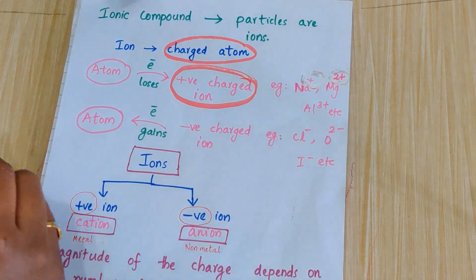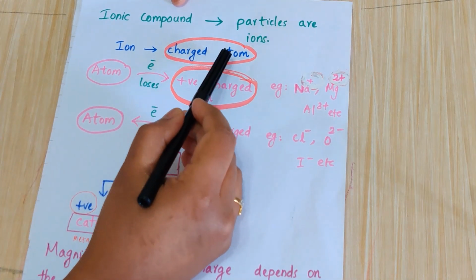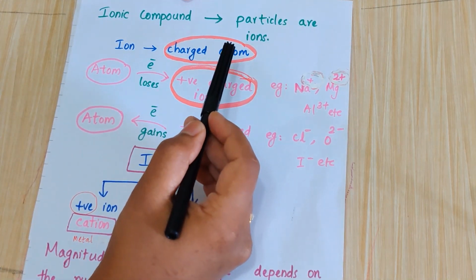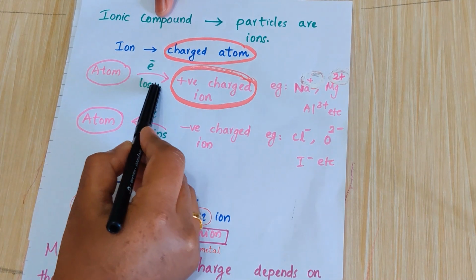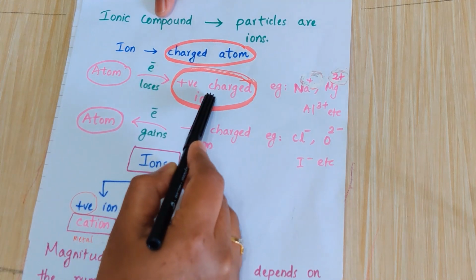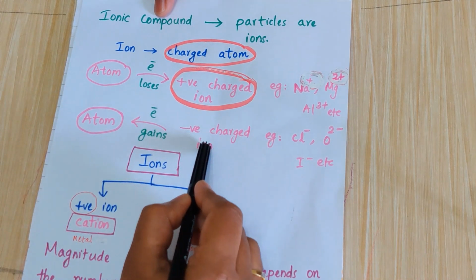What is an ionic compound? It's a compound which is made up of ions. What is an ion? An ion is a charged atom. An atom is a neutral particle; it does not have any charge. But when an atom loses an electron, it gets a positive charge. When an atom gains an electron, it gets a negative charge.